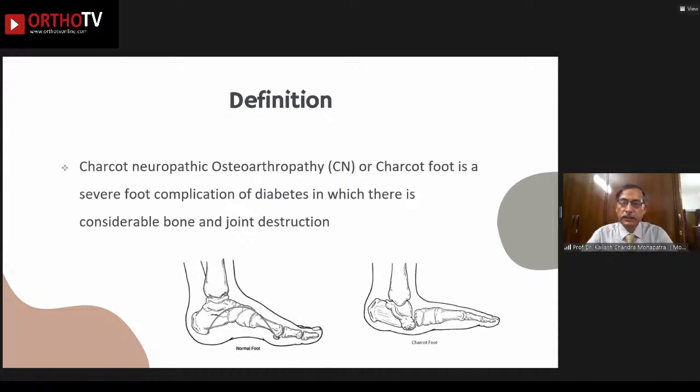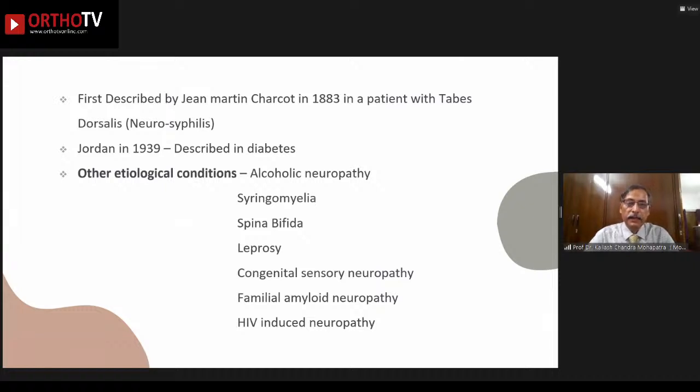Charcot neuropathic osteoarthropathy, Charcot foot, is a severe foot complication of diabetes in which there is considerable bone and joint destruction. It was first described by John Martin, and then it was established by Jordan that diabetes also causes this same problem. It is also seen in other conditions like alcoholic neuropathy, syringomyelia, spina bifida, leprosy, congenital sensory neuropathy, familial amyloid neuropathy, and HIV-induced neuropathy.